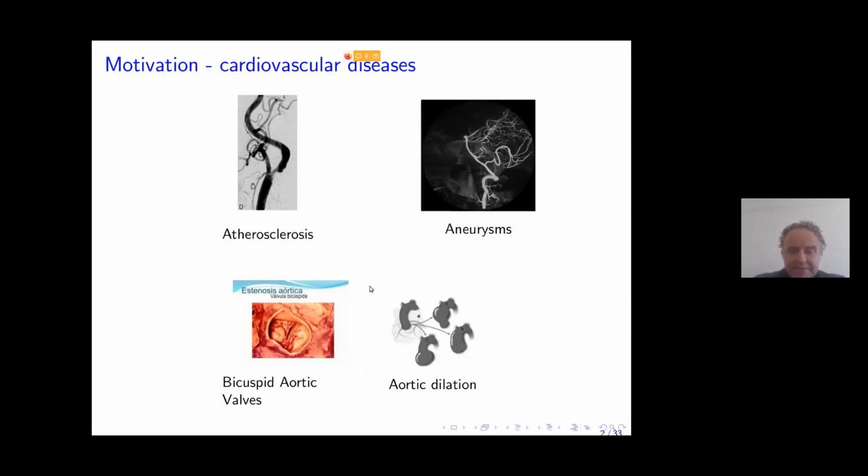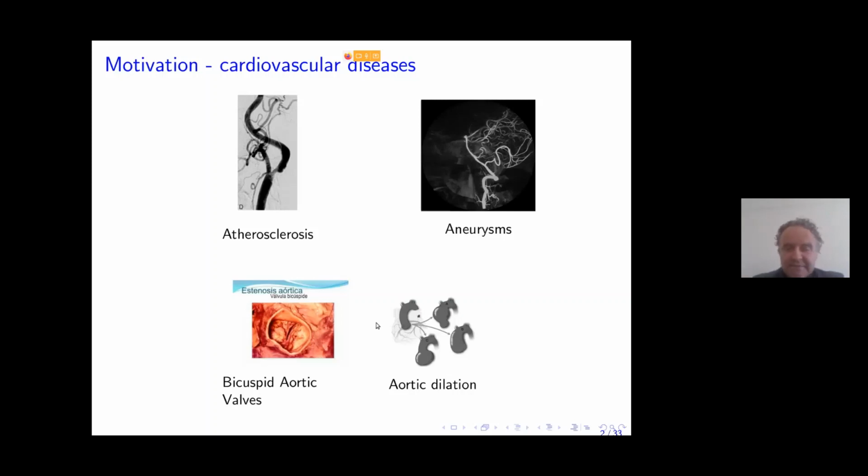I'm thinking in particular of one of them, the bicuspid aortic valve. So this is a representation of an aorta. Here we have 3 leaflets that open every time the heart pumps, and then blood flows through the circulatory system.